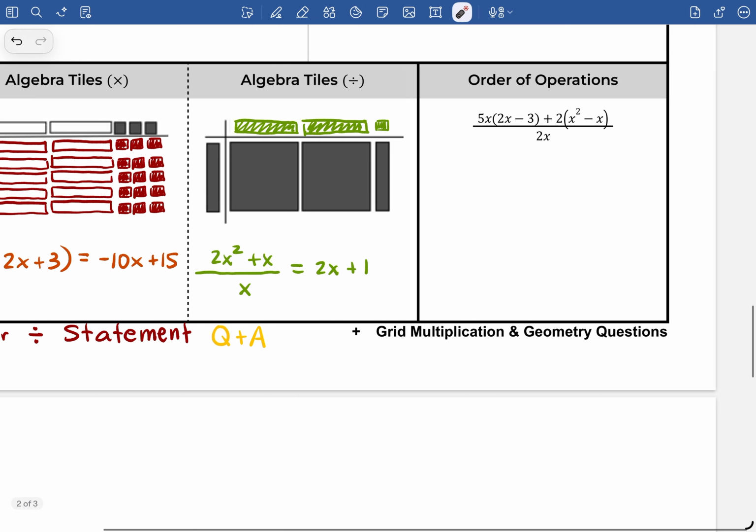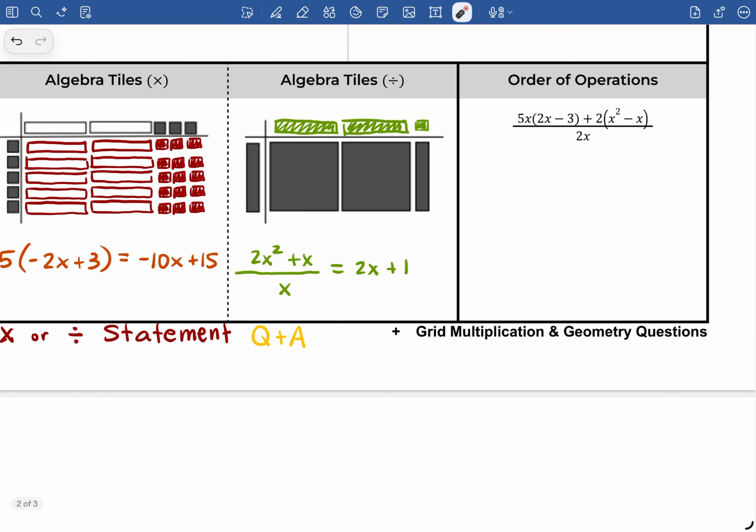Okay, our last bit here is one example on order of operations. So this is where we look at a question and it looks intimidating and we're like, oh, where should I start? And remember, order of operations means BEDMAS.